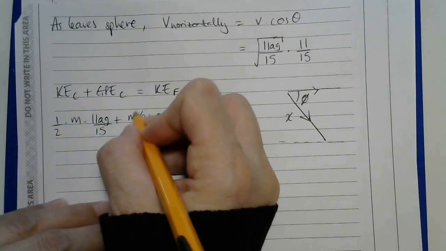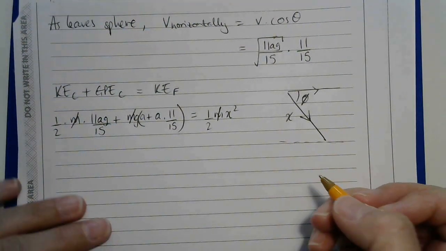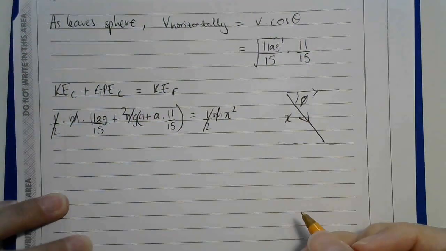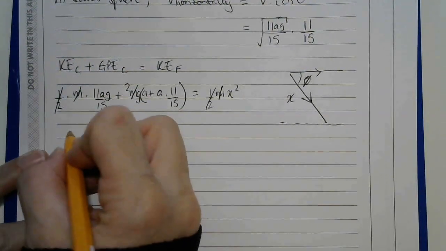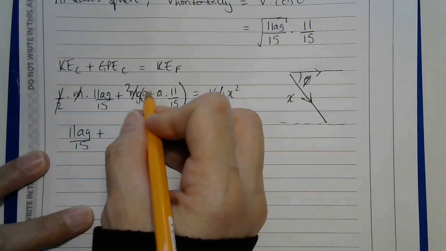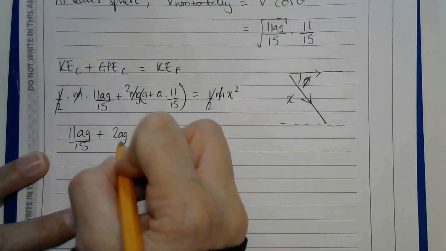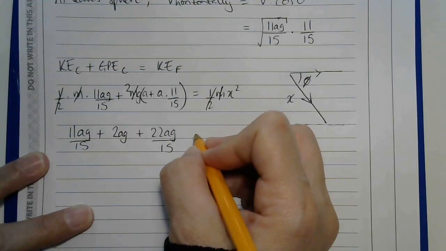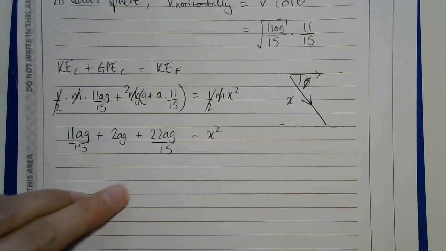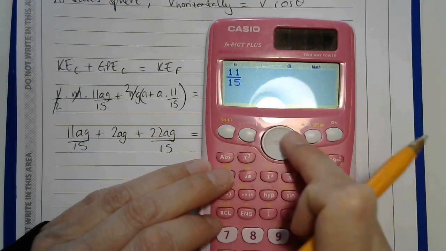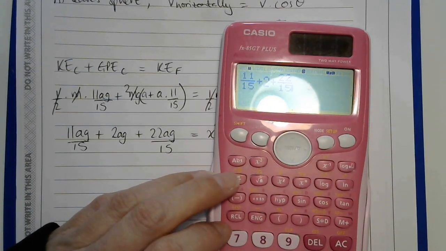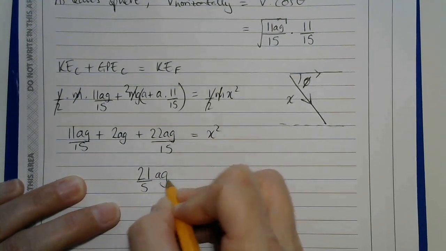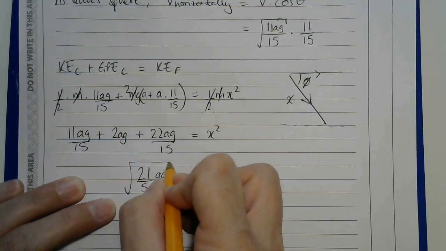So dividing everything through by m, I get this. I need x, so let's double everything. Double, double, double. Okay, let's tidy this up a bit now. Here I've got 11ag over 15, here I've got 2ag, plus here I've got 2 times 11, so 22ag over 15, equals x squared. Adding up all that, I've got 11 fifteenths plus 2 plus 22 fifteenths, and that gives me altogether 21 fifths ag. That will give me x squared. So to work out x, I just need to square root that.